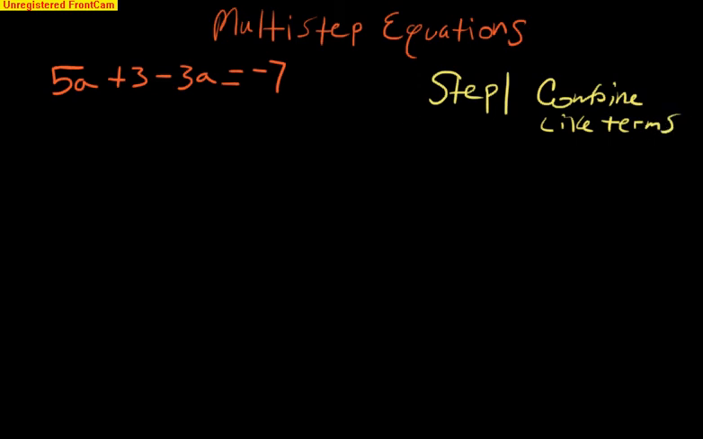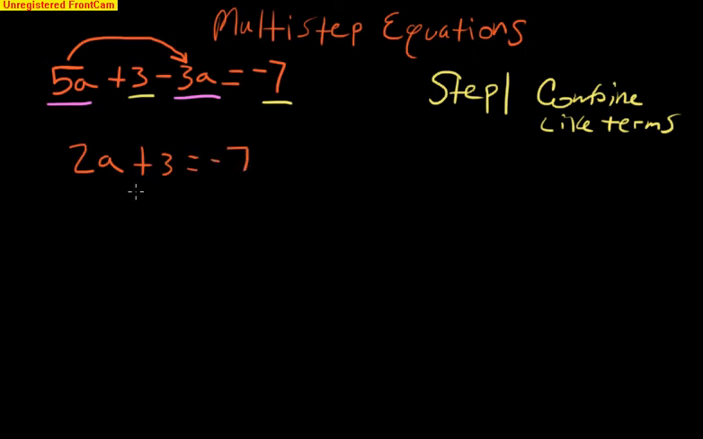So I'm going to identify my like terms. Alright? Here's an a term. Here's an a term. Here's a number term. Here's a number term. Okay, now I'm going to combine them. 5a minus 3a is 2a. So I have 2a plus 3 equals negative 7.